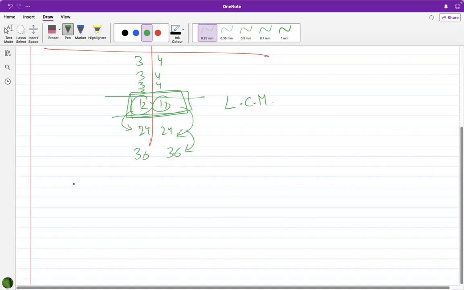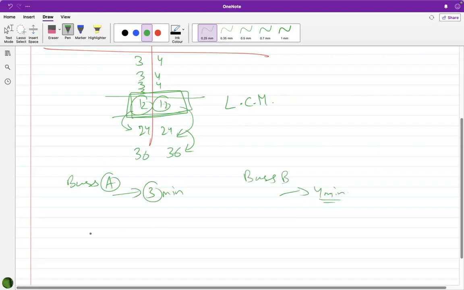Now let's say we have two buses. Bus A leaves every 3 minutes. And bus B leaves every 4 minutes. And they left at 9 a.m. When will the two buses leave together again?